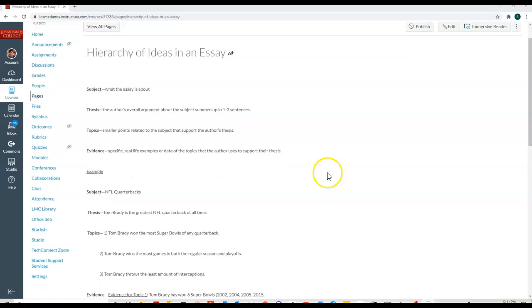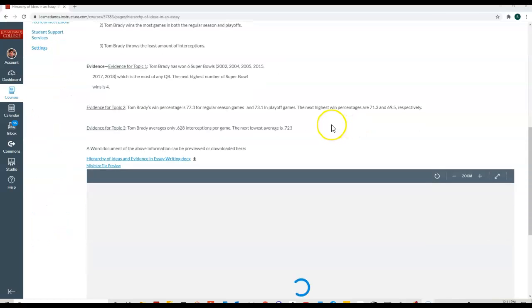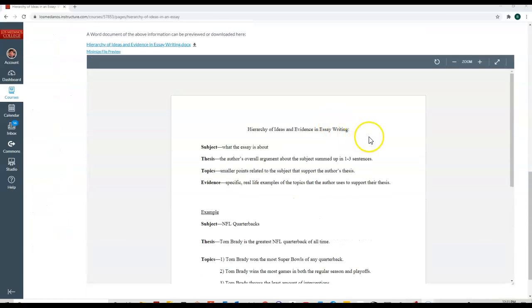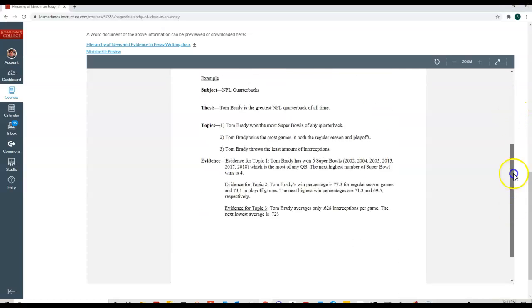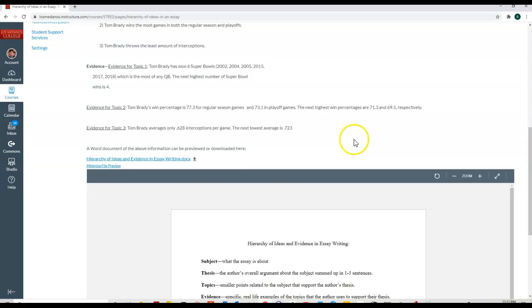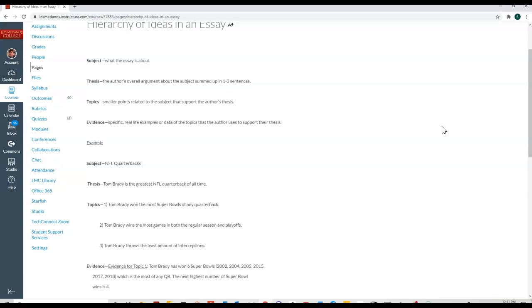So you can see I have that information here directly on the Canvas page as text, but I also have it down here as a Word document if you prefer looking at it like a Word document. And as usual, you can download the Word document by clicking on the download arrow right there if you want to keep it on your device. But anyway, going over this information here.